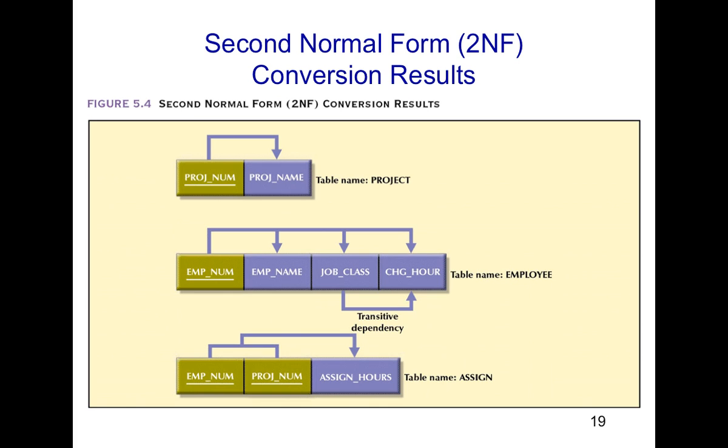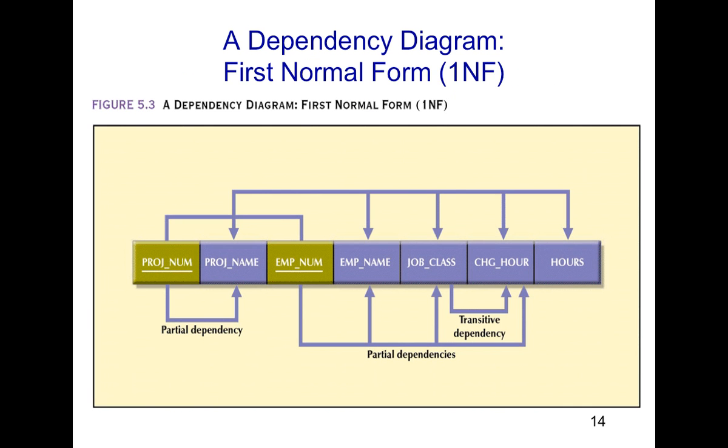So, for example, we have a table called project, and it has the project number and the project name. And then we have a table called employees, and employees has an employee number, employee name, job class, charge per hour. We still have this transitive relationship in here because we've only gotten rid of partial dependencies. So we basically took these here and separated them out into separate tables.